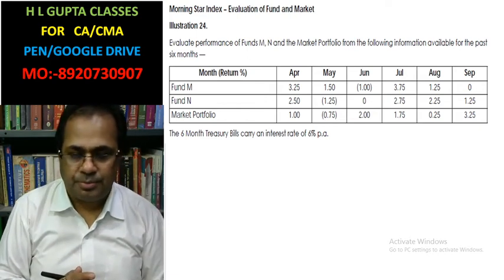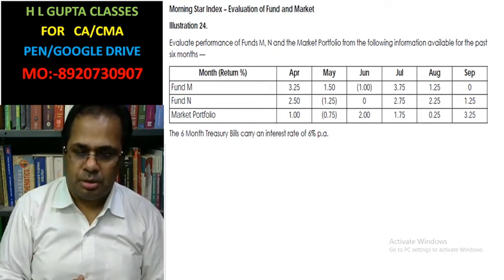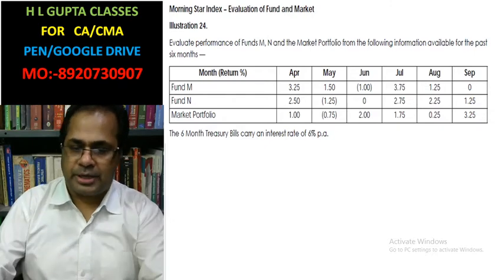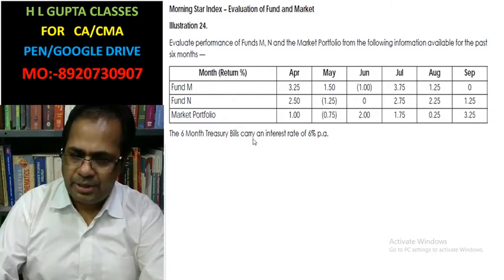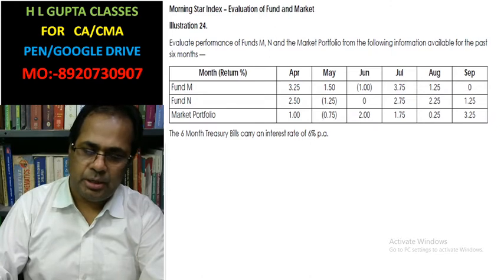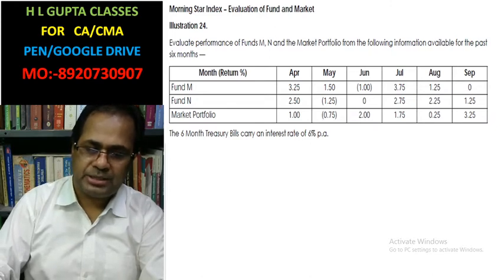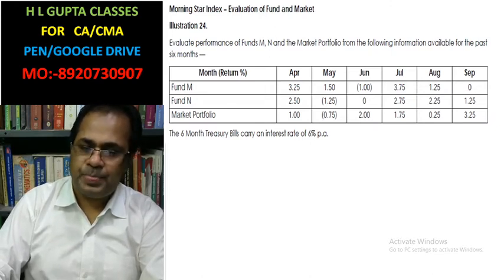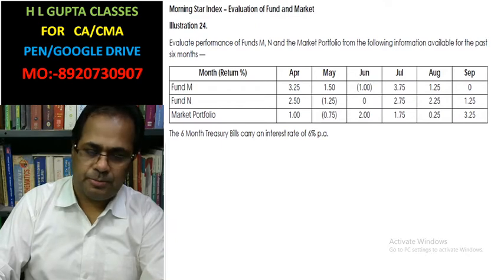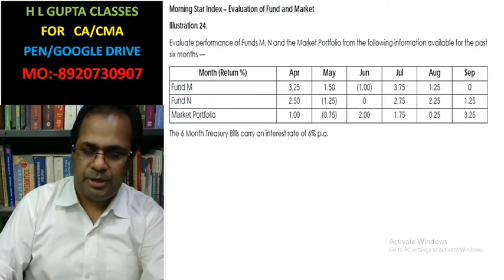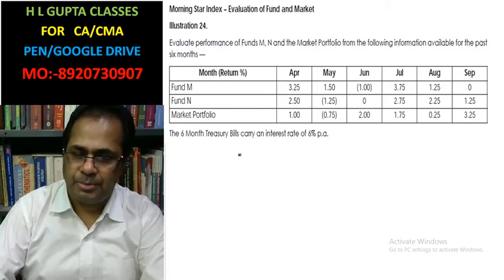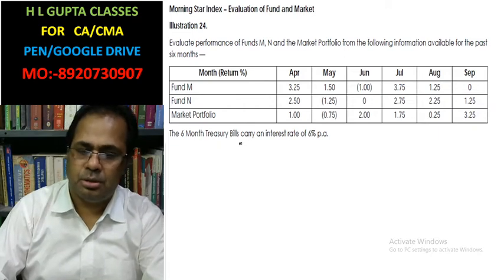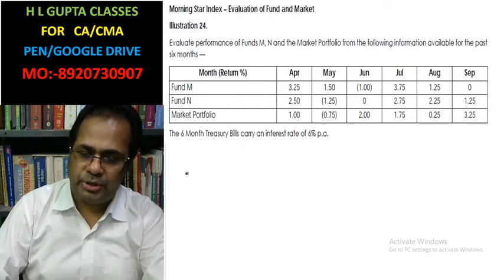In the case of risk-free rate of return, here 6%, you have to calculate the risk-free interest rate for 6 months because the time period is given for 6 months, and the risk of loss you need to calculate.